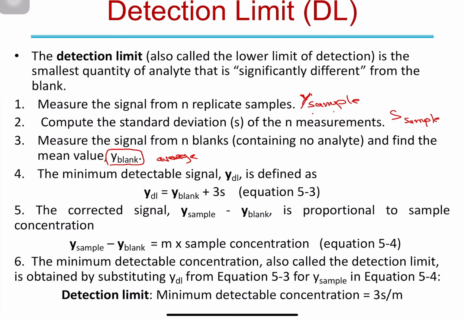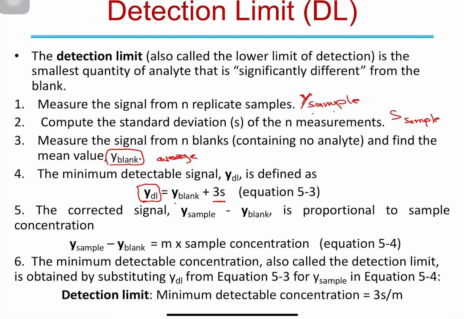The minimum detectable signal is called YDL, and it equals Y blank plus 3S. So the minimum detectable signal is basically 3 standard deviations more than the blank signal. It's the blank signal plus 3S, where S is the standard deviation.